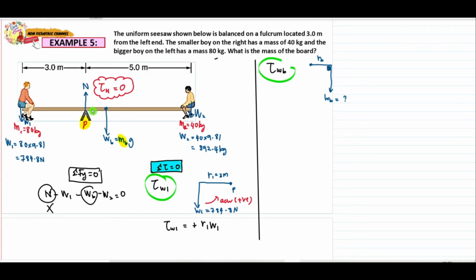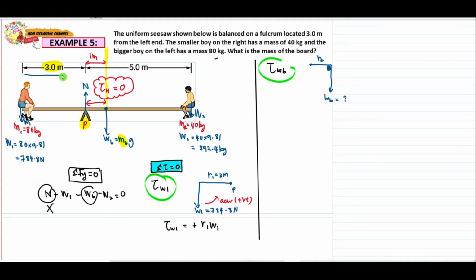And RB is the distance from point P, iaitu from the position of the fulcrum, ataupun pivot kat sini, ke sini. Agak-agak berapa ni nilai ni? Kan? Kalau panjang board ini adalah 8 meter, kan? Kalau sini adalah separuh ataupun tengah-tengah. Ini tengah-tengah. Kan? Kalau sini 3 meter, so dari sini ke sini mestilah 1 meter. Kan?